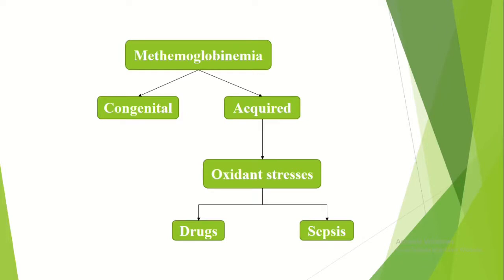Now let's discuss the causes of methemoglobinemia, and it can either be congenital or it can be acquired. Congenital methemoglobinemia is seen in patients with congenital deficiency of cytochrome B5 reductase. Acquired methemoglobinemia can be seen in oxidant stresses, as in sepsis or by drugs. And the classes of drugs that can cause methemoglobinemia by causing oxidant stresses are nitrates, nitrite-containing drugs, and sulfur-containing drugs.